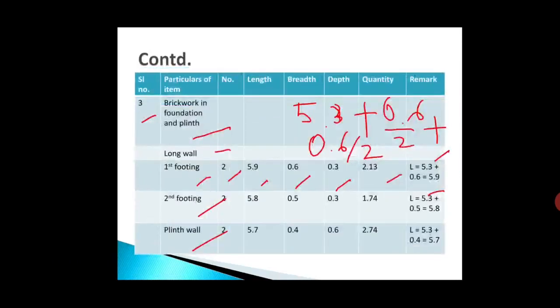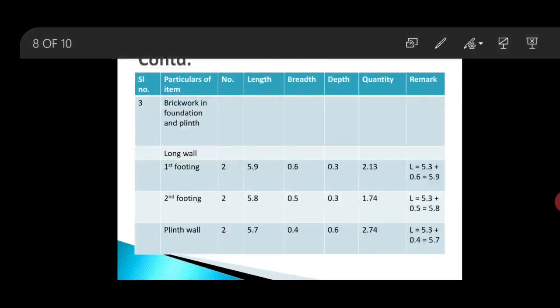So see, here you can see second footing number is 2. So length is equal to 5.3, the center to center length. With that we will add 0.5, the width of the second footing, which will give us the value of 5.8. Then breadth is equal to 0.5 and depth is equal to 0.3. So by multiplying these 3 we will get quantity of 1.74 cubic meter.